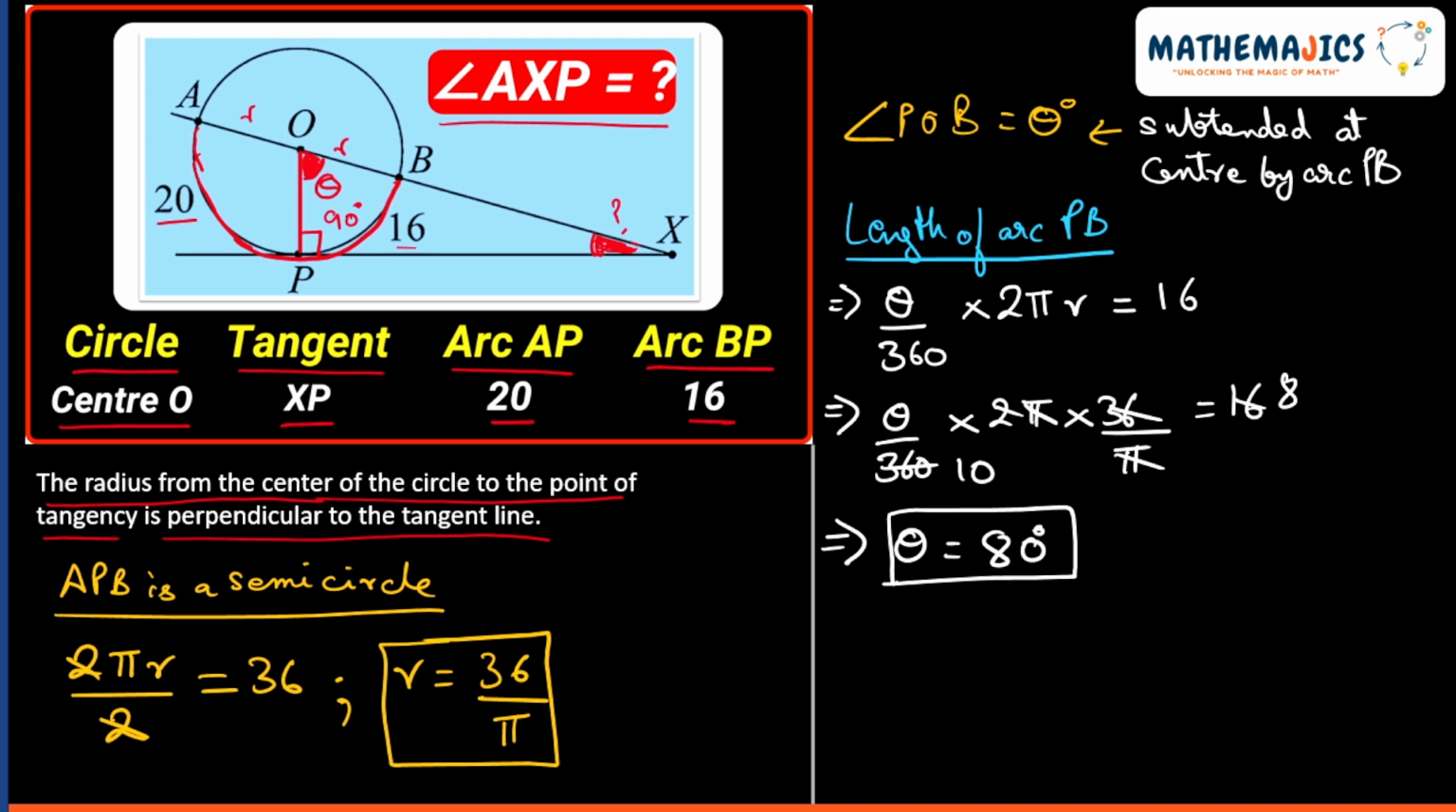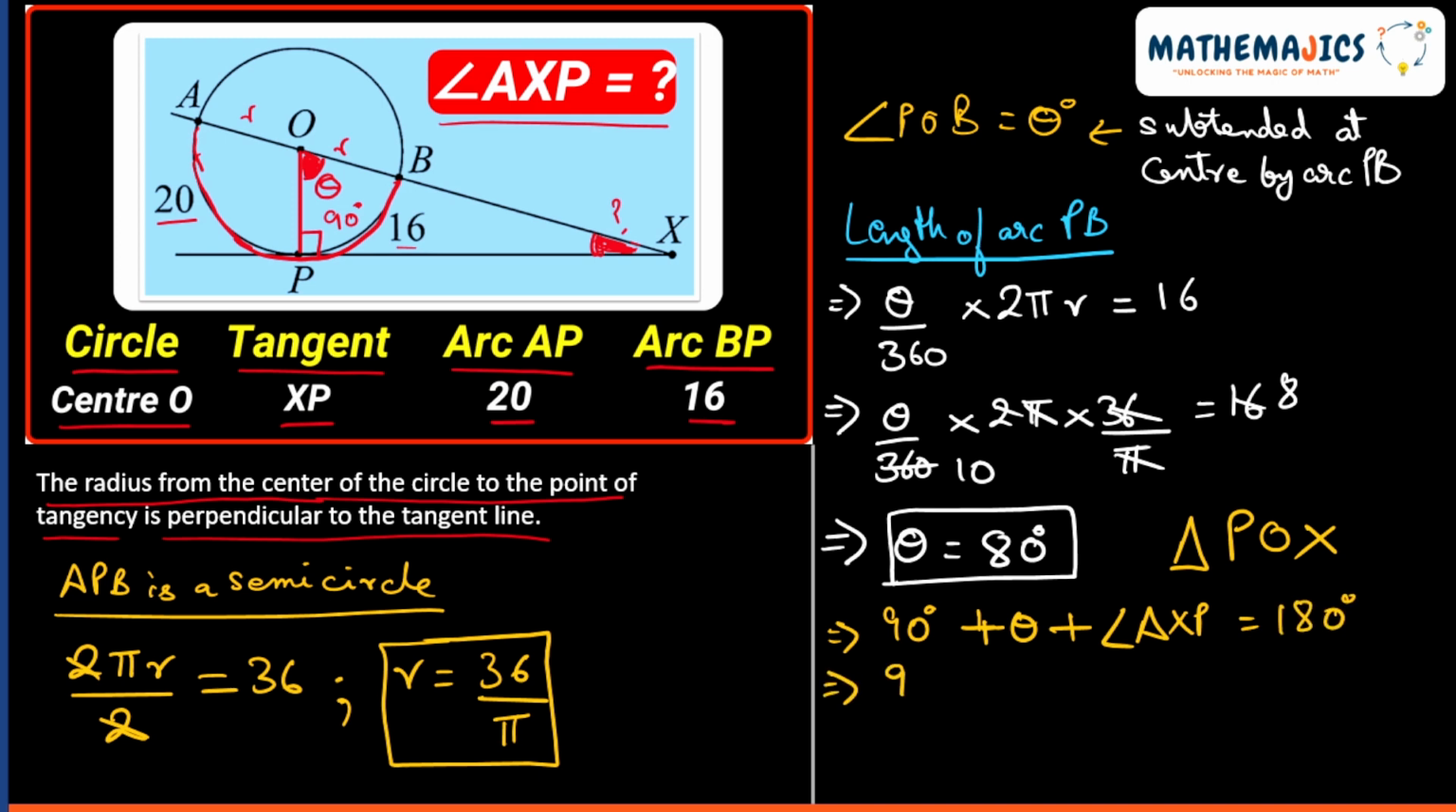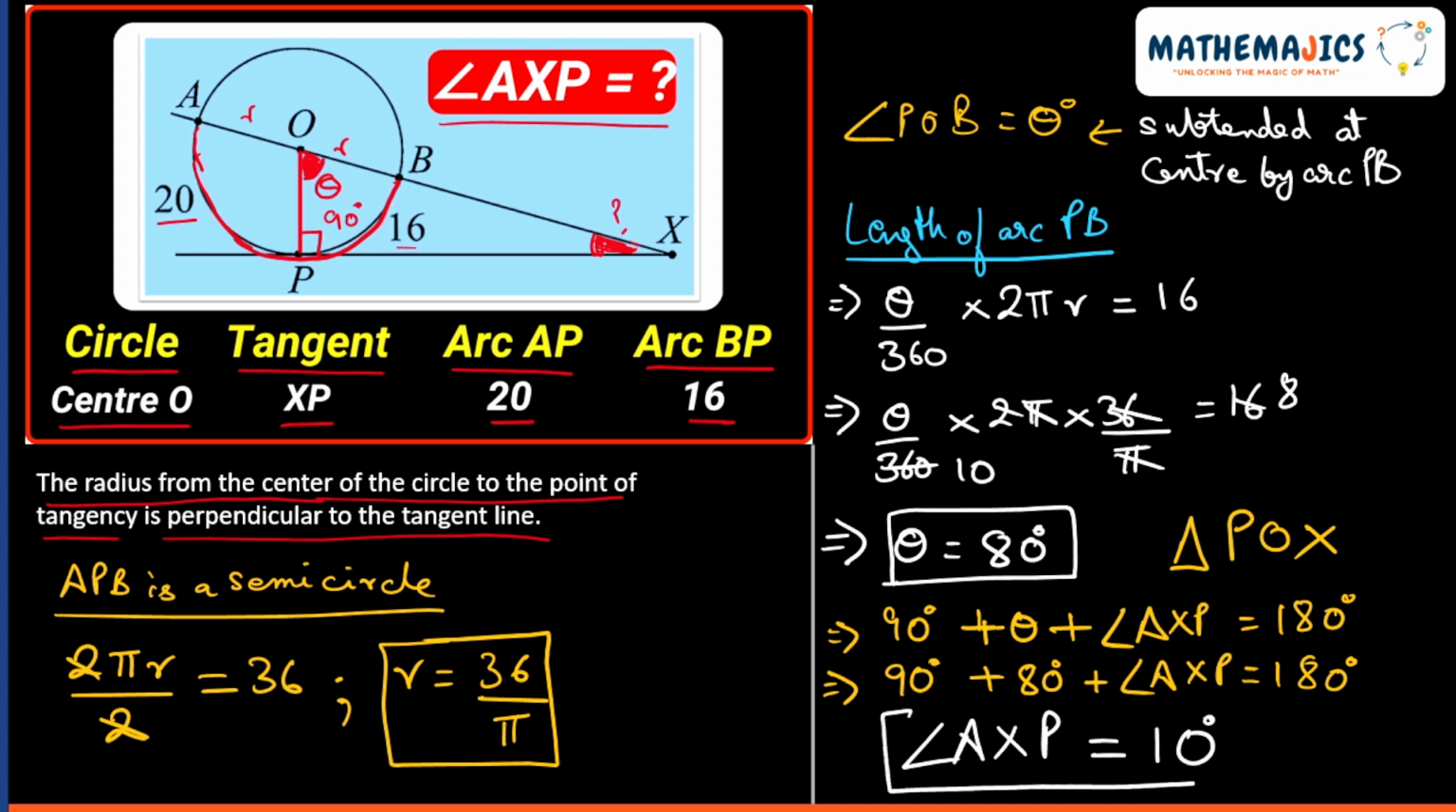Now look at triangle POX. Here 90 degrees plus theta plus angle AXP is equal to 180 degrees. Now what is theta? Theta is 80. Now we can find angle AXP very easily. So what will be the answer for angle AXP? Angle AXP will turn out to be 10 degrees. This will be our final answer.